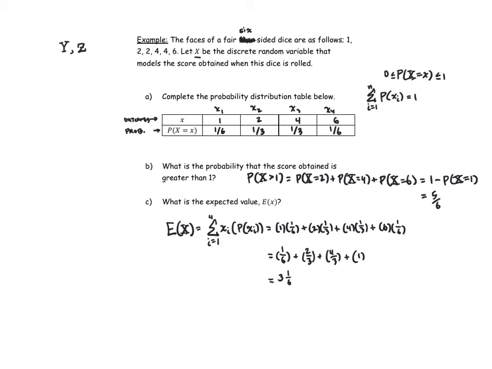I think I did that right. Yeah, I did. Or we could write this as 19/6. So just over 3 is the expected value. Okay, let's continue with another example.